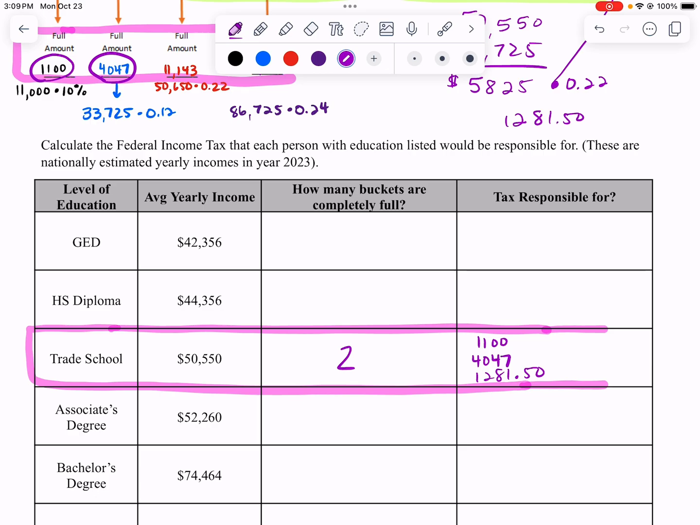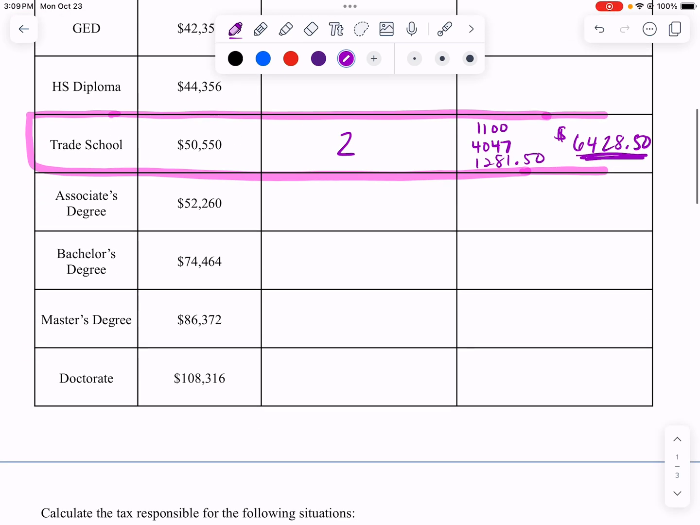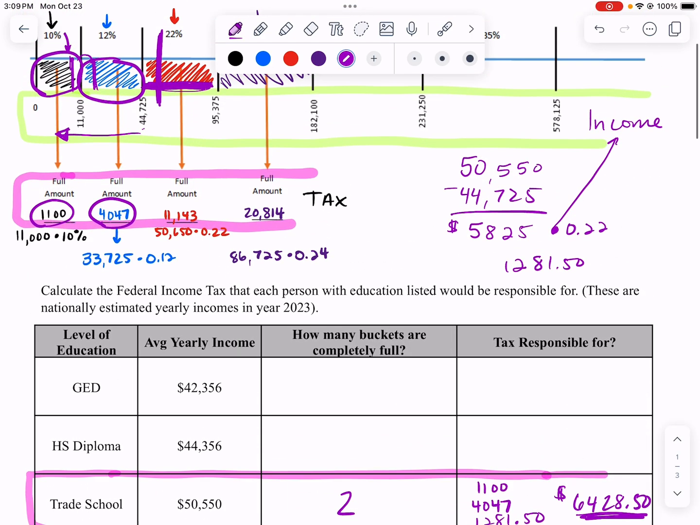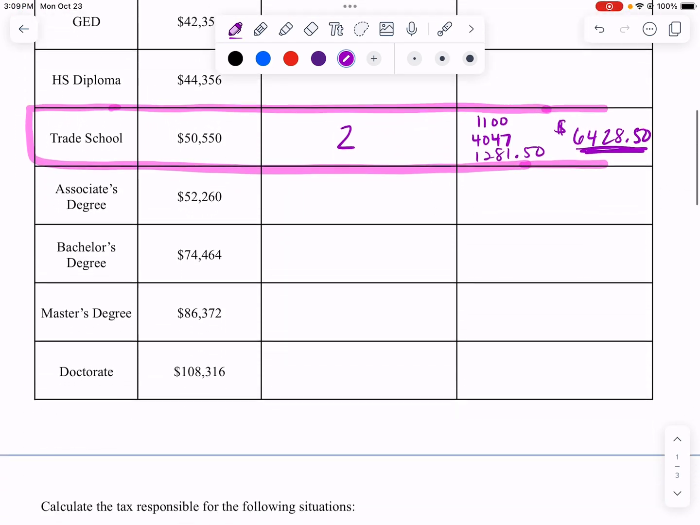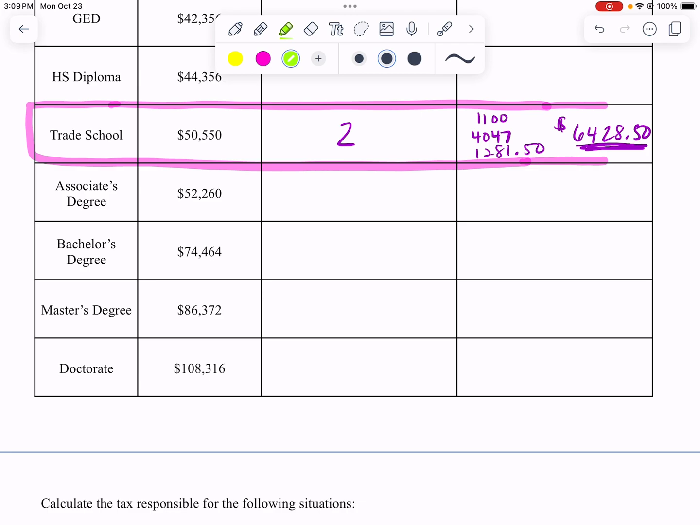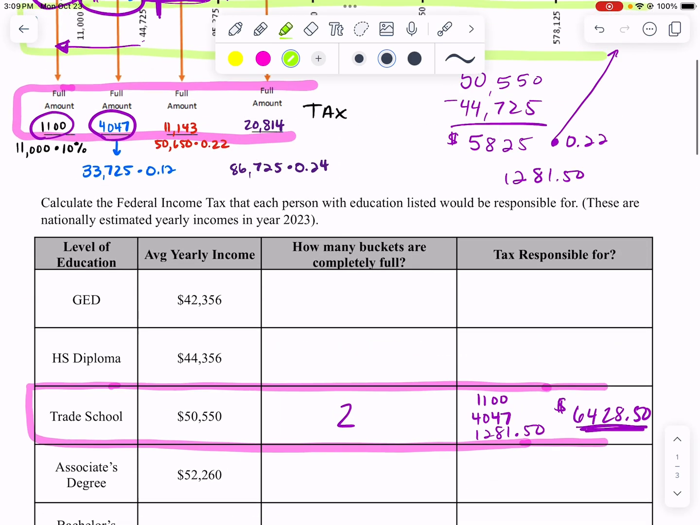So the total tax that this person is being held accountable to is $64,028.50. If we were to choose a second example, let's say somebody with this doctorate degree, this person has made $108,000.